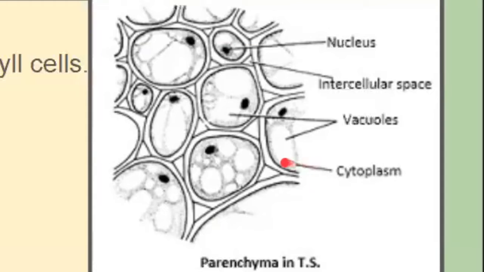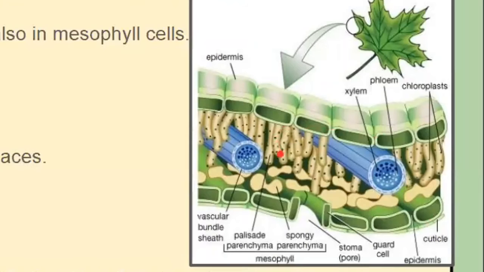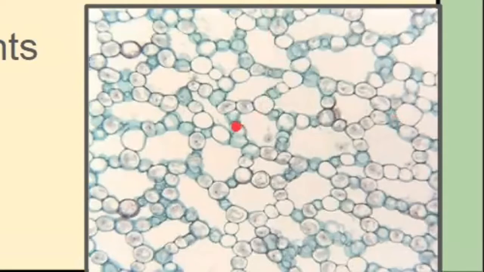In this diagram, you can see vacuoles, you can see intercellular spaces. In this diagram, you can see the parenchyma. This is parenchyma, this is parenchyma. So very easily we can understand from this that they are packing tissue. Chlorenchyma, and this is parenchyma.